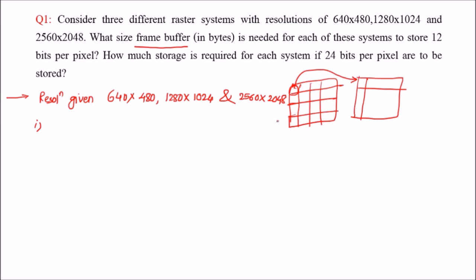Now we know that the screen size is given as 640 by 480. It means there are 640 pixels horizontally and 480 vertically. So it is an array of 640 by 480 pixels. And if each pixel is represented by 12 bits, we have to multiply 640 by 480 by 12 bits per pixel. So that is nothing but the size of the frame buffer. So we'll calculate this frame buffer size.